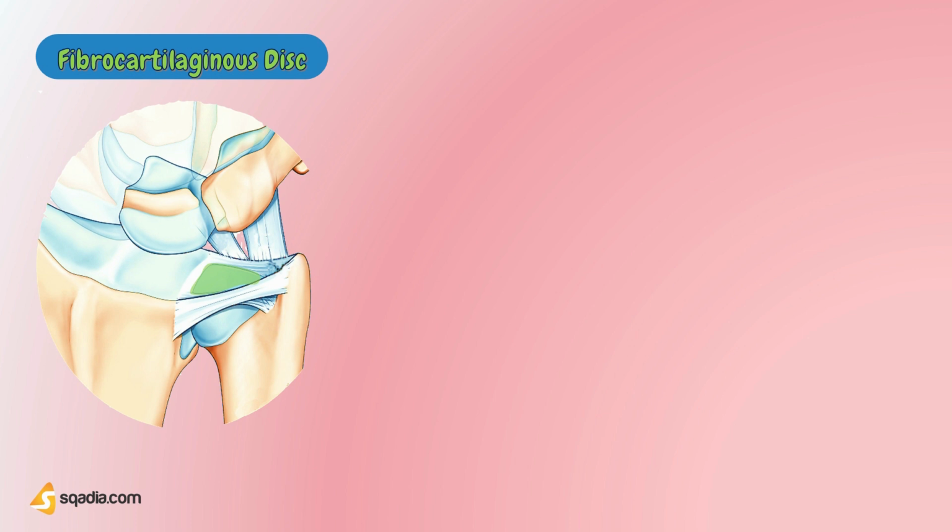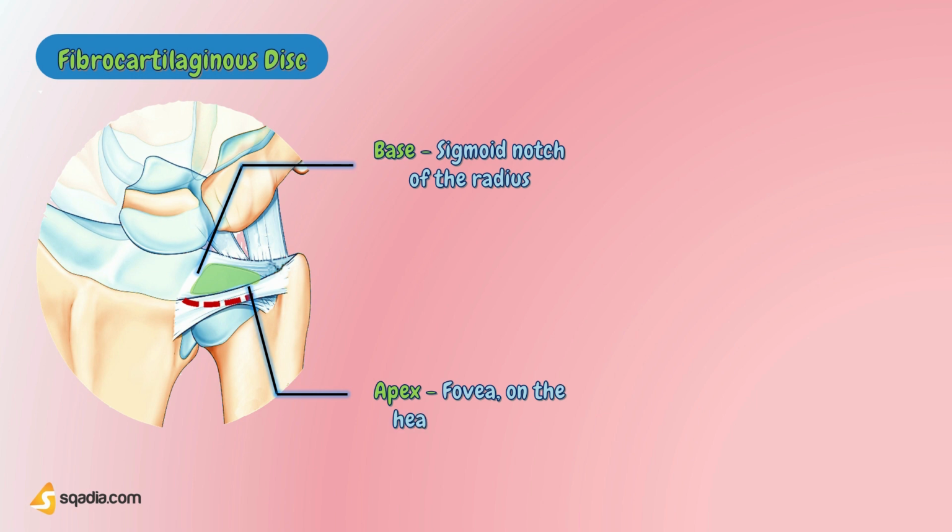The horizontal Triangular Fibrocartilage Disc proper is the main component of the Triangular Fibrocartilage Complex. As the name indicates, it is a disc-shaped fibrocartilaginous structure that extends from the radius to the ulna. The base of the disc is attached to the sigmoid notch of the radius, whereas the apex is attached to the fovea at the base of the ulnar styloid on the head of the ulna.